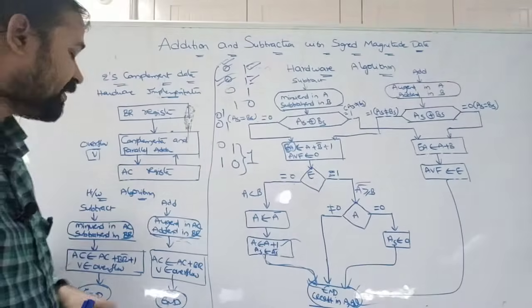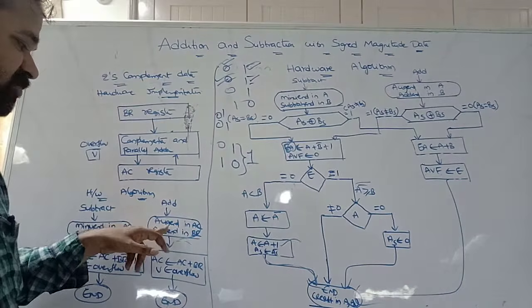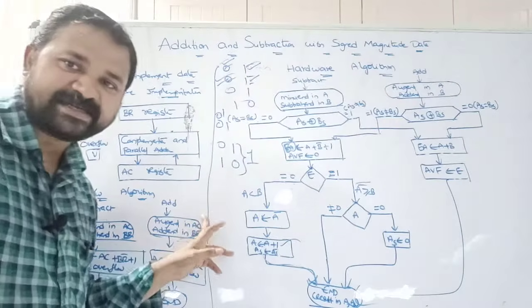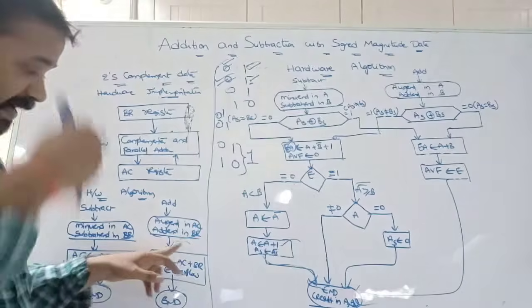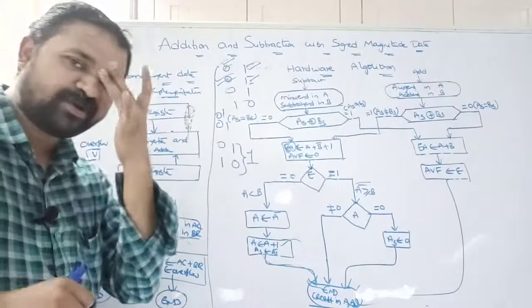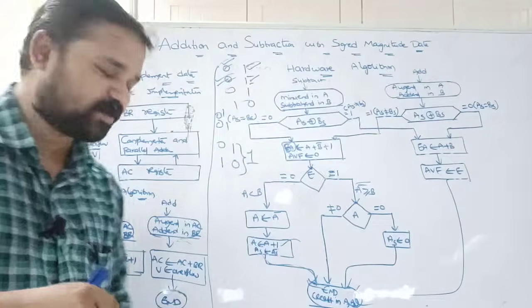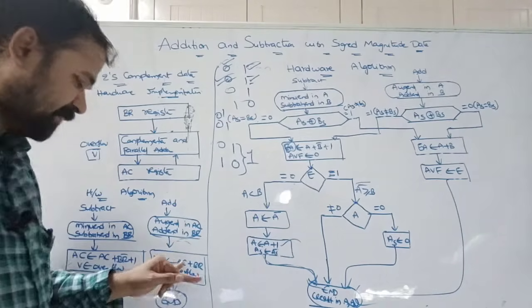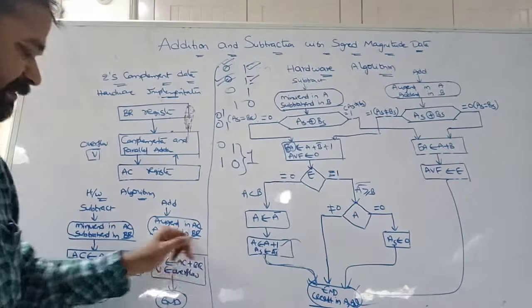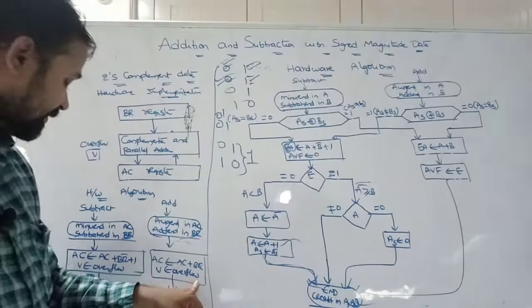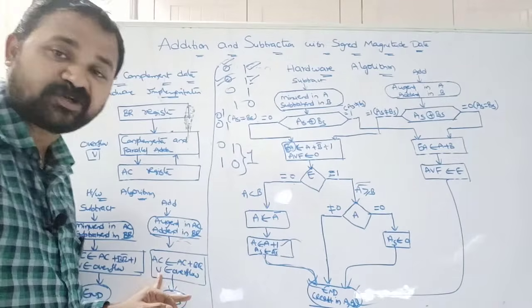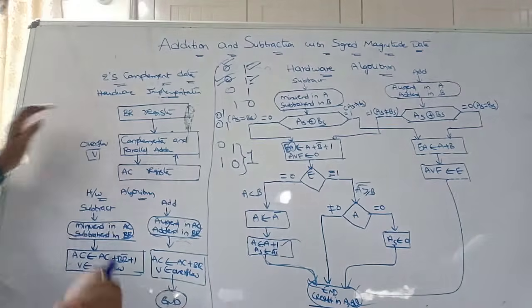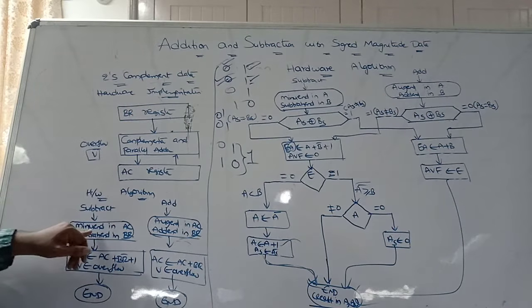Now let's see the hardware algorithm. This is the add operation. The first number, the augend, is present in the AC register. The second number, the addend, is present in the BR register. We know how to calculate the addition operation: AC arrow AC plus BR. So the add operation is performed on AC and BR, and the result is transferred to AC. If there is any overflow, that overflow is transferred to the V flip-flop. This is the end of the process.